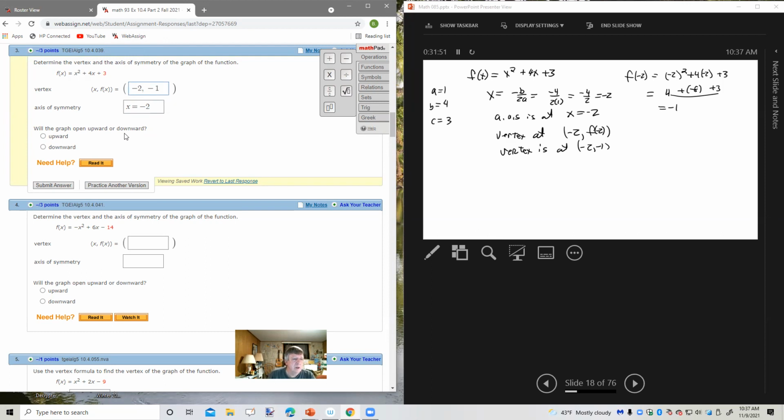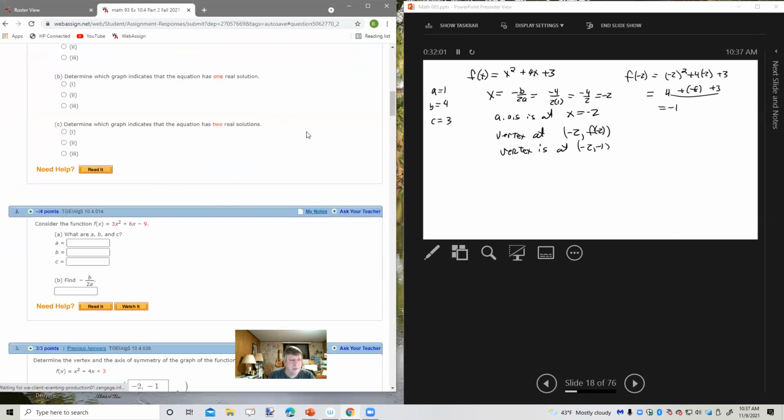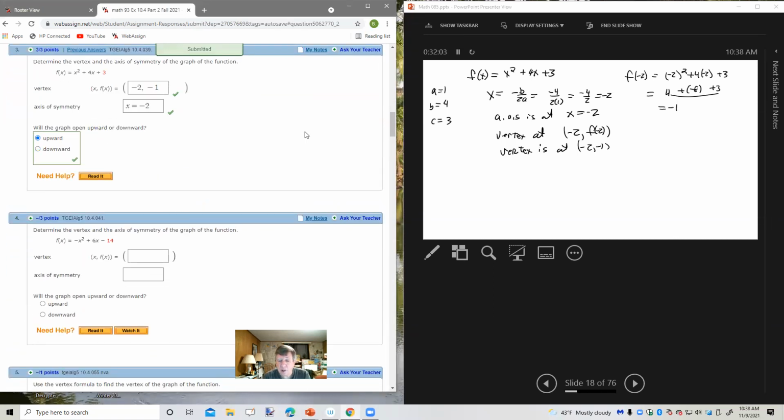Now, will the graph open upward or downward? A is a positive number, so it'll open upwards. And there you have it. Any questions about this example?